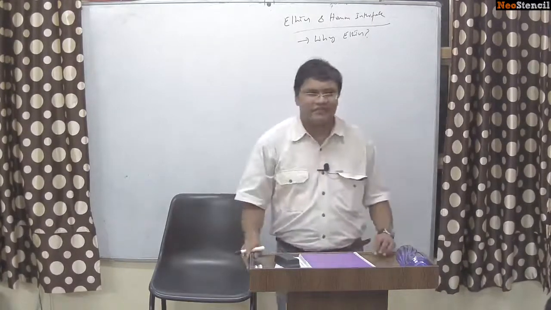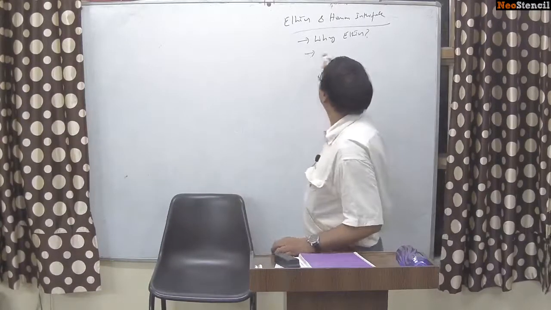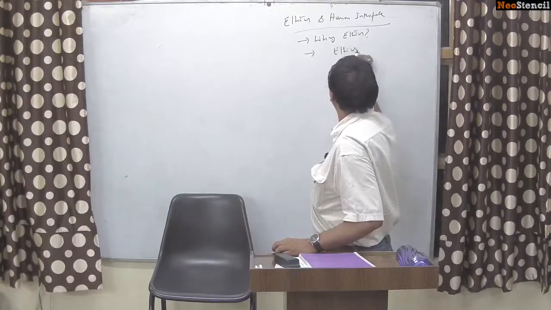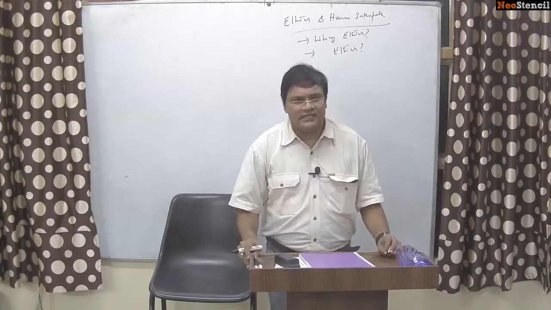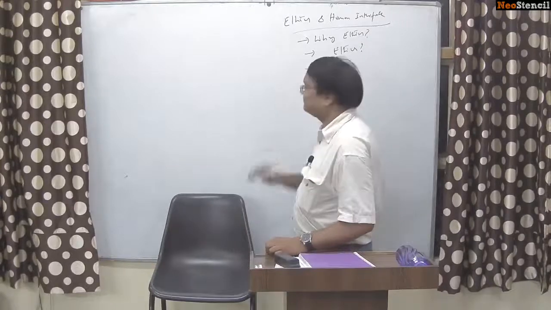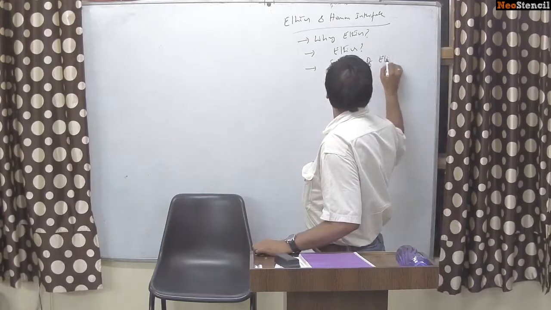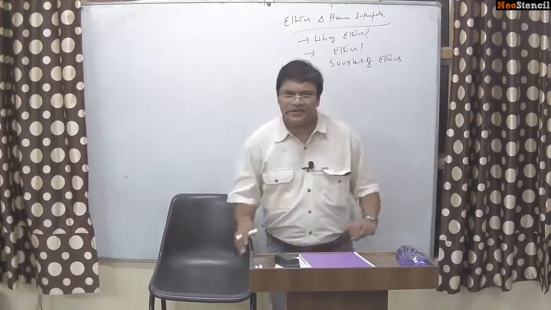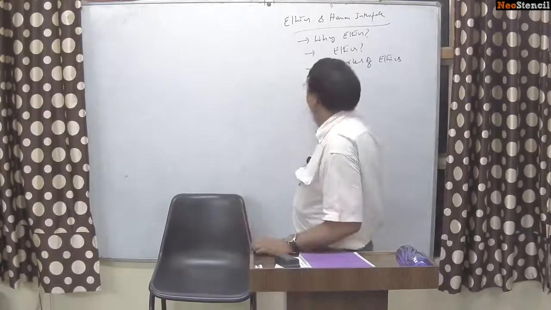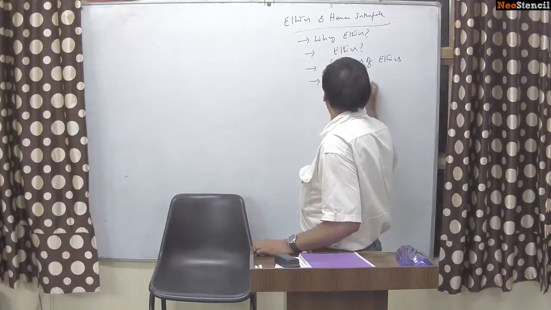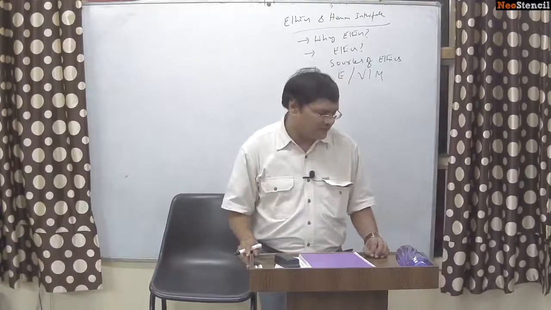Why should there be ethics, first of all? Why should we have ethics? Then we will talk about what is the meaning of ethics. Then we will talk about the important sources of ethics. Then we will try to differentiate between ethics, values and morals.